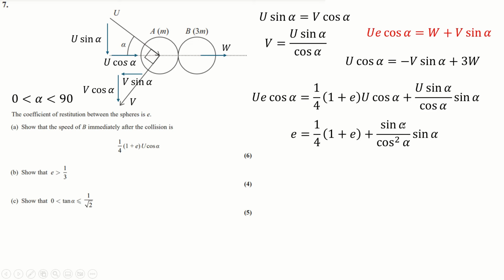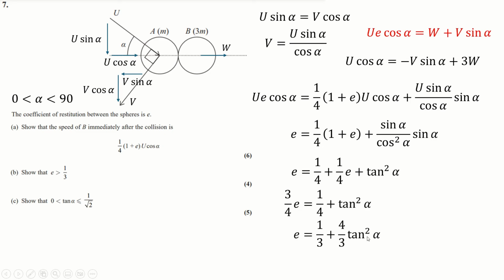And now this is just sine squared over cos squared, so that's tan squared. And then you can expand out this a little bit and rearrange, and you eventually end up here. And now tan squared is a positive thing. So therefore, e is 1/3 plus some positive thing. So therefore, e is bigger than a third. And that will be the answer to this bit here.